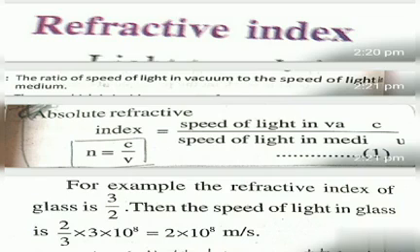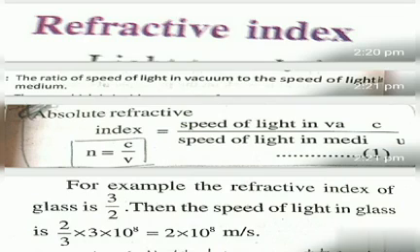The speed of light in vacuum is denoted by c, and let v be the speed of light in a certain medium. Then the ratio of the speed of light in vacuum to the speed of light in that medium is defined as the refractive index. It is denoted by n. It is called the absolute refractive index. So we can write the formula of refractive index like this also: absolute refractive index equals speed of light in vacuum divided by speed of light in medium.